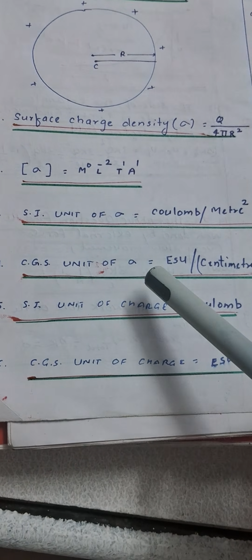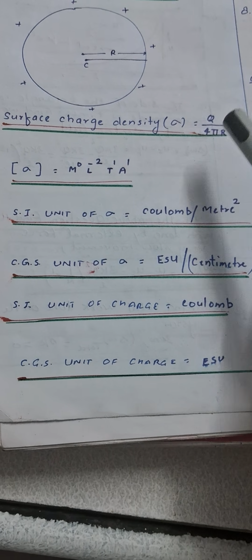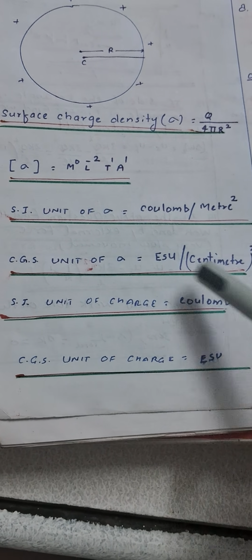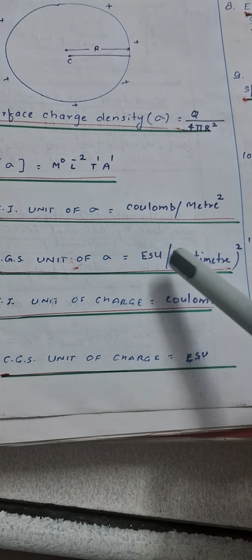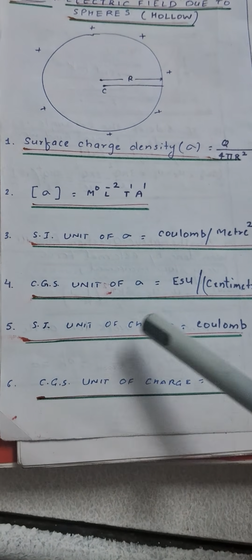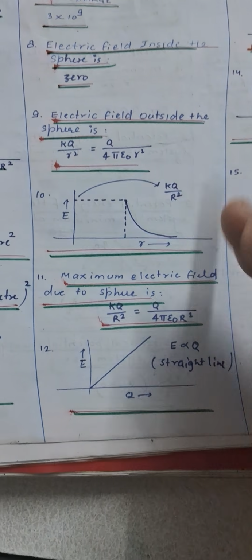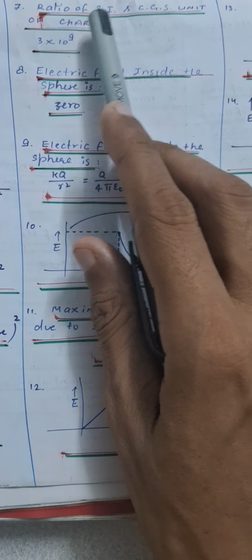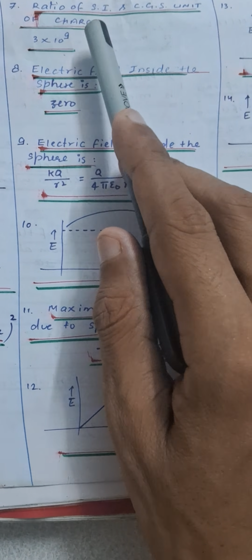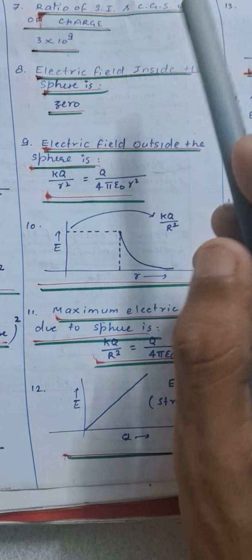Then we have CGS unit of sigma. We have CGS unit of Q as ESU, and for radius we have centimeter. So the CGS unit of sigma will be ESU by centimeter square. Then we have SI unit of charge, so it's coulomb. Then CGS unit of charge is ESU. Then another question is the ratio of SI and CGS unit of charge, that is ratio of coulomb and ESU. So it's equal to 3 into 10 to the power 9.